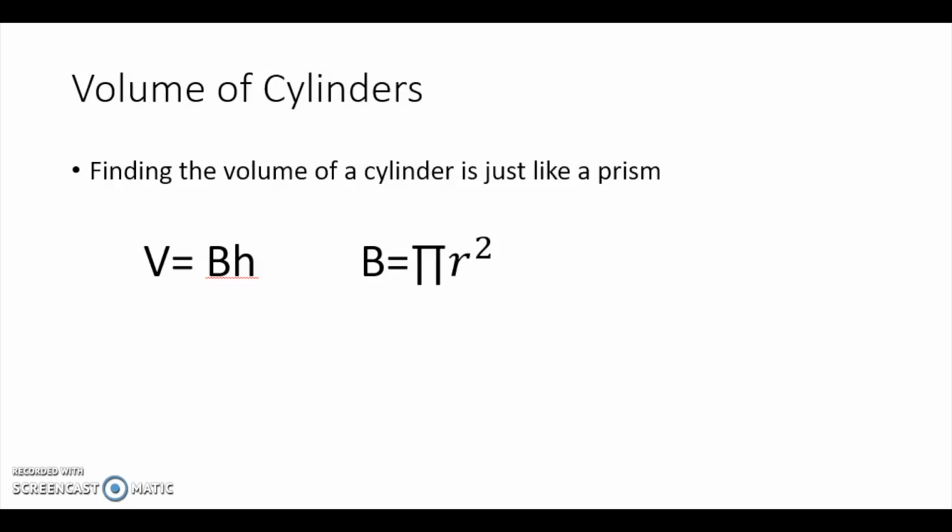So you notice that the formula I have up here is the same formula we used for our prism, area of the base times height. The only thing that's different is our base is not a polygon, it's a circle. So we're going to use our circle formula, pi r squared, when we're calculating our volume of a cylinder. So let's go ahead and look at a cylinder and start working on this together.